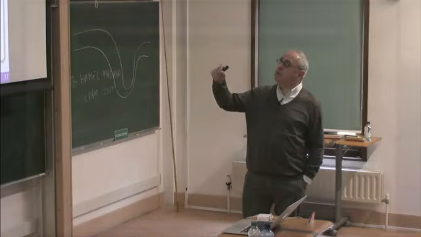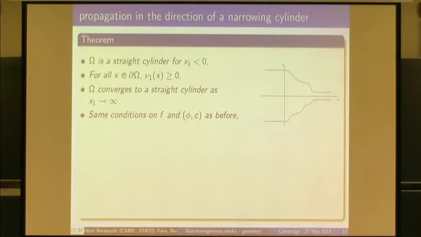So let's first look at propagation in the direction of a narrowing cylinder. We look at propagation from left to right, and we have a cylinder which becomes narrower and narrower. What do we mean by this? We simply mean that the outward normal derivative always has a first component which is greater than or equal to 0.